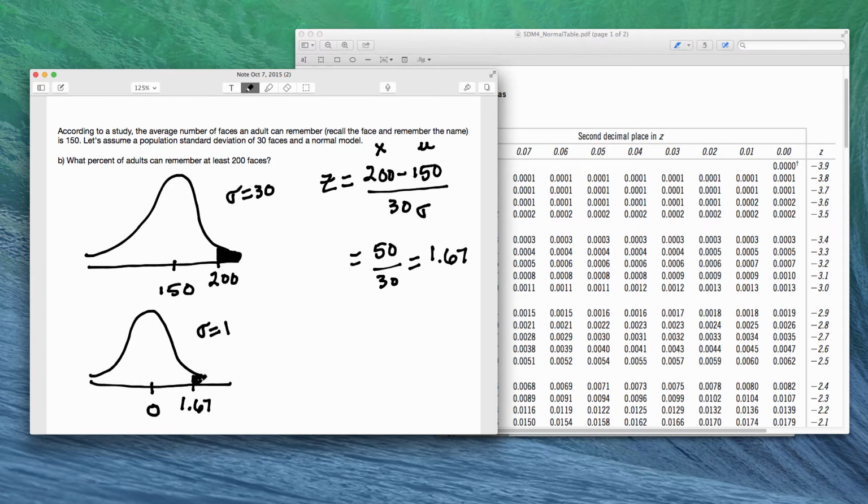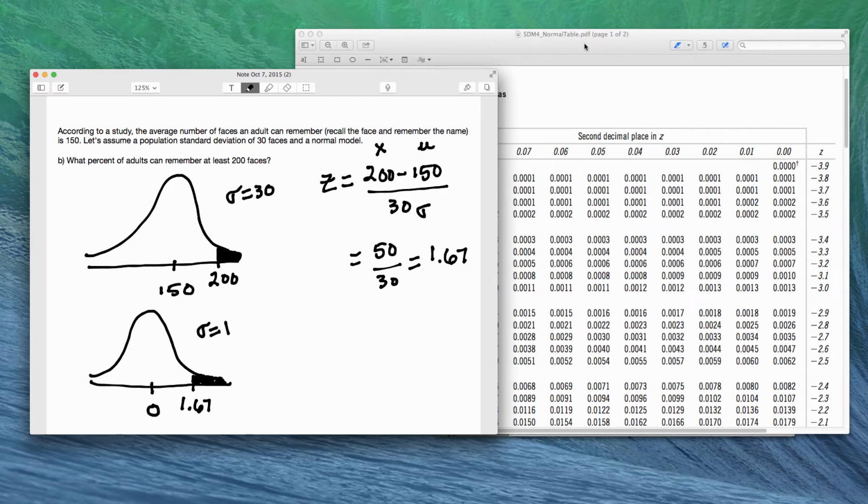We're still finding area to the right. The area hasn't changed. It's just been shrunk, like a photocopier can do some shrinking, or you can adjust sizes of objects on a computer screen by grabbing the corner and dragging. That's what we've done. We've just shrunk this distribution. So 1.67, that's my z-score.